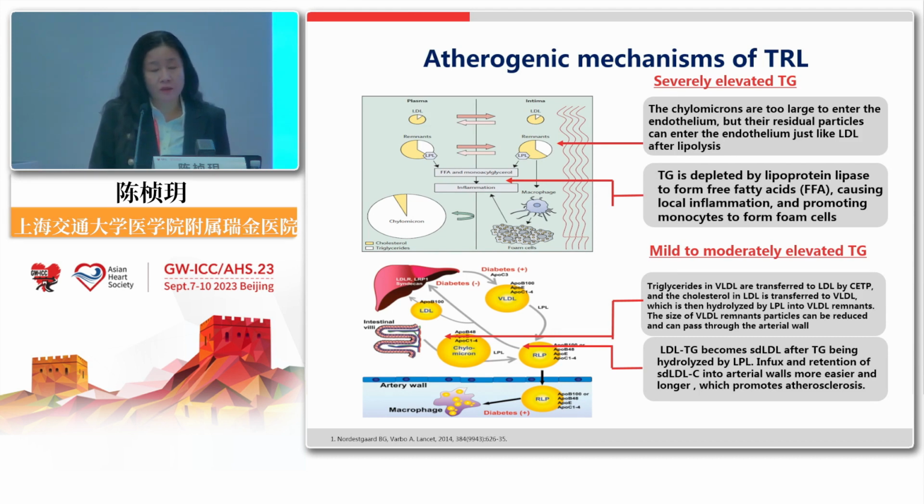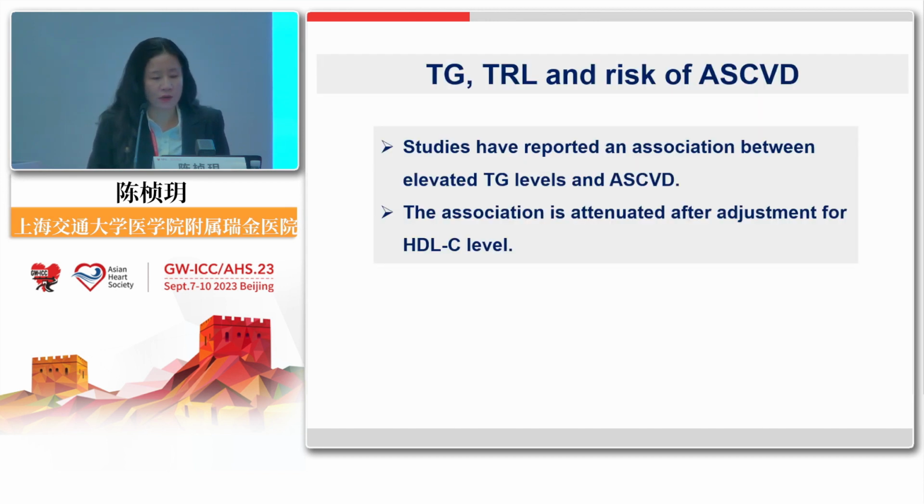LDL-TG becomes small dense LDL after TG is hydrolyzed by LPL. Influx and retention of small dense LDL into arterial walls is easier and longer, which promotes atherosclerosis. So what's the relationship between TG, TRL, and the risk of ASCVD?